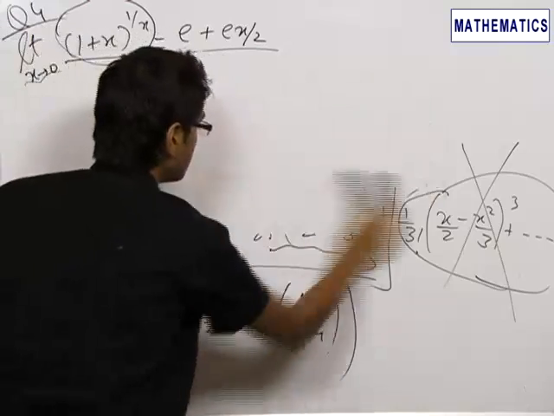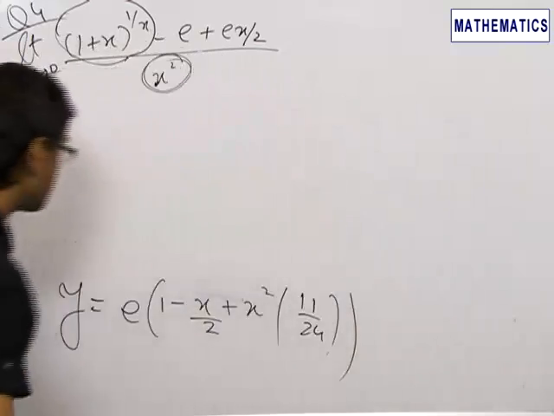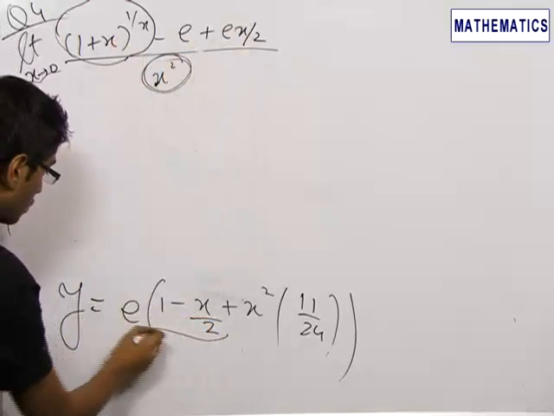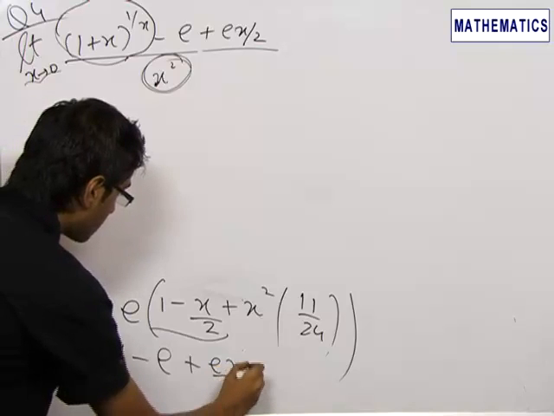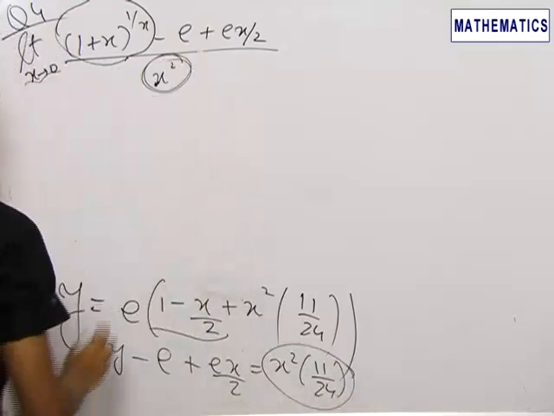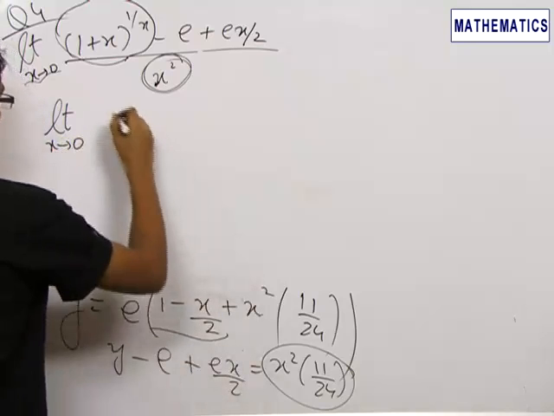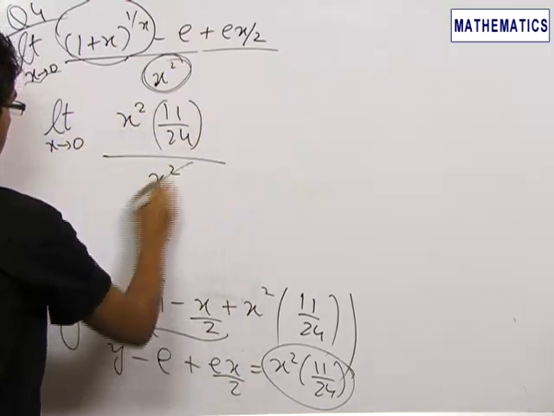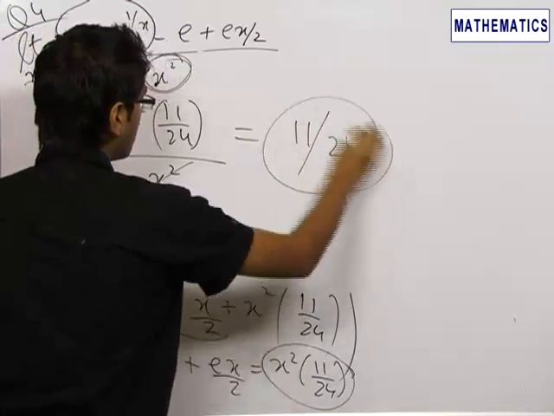So we put this value in our original problem, which has y − e + ex/2. We take these two terms on the left hand side to get y − e + ex/2 as e·x² into 11/24. So we put this value in the numerator to get the limit as x tends to 0 of e·x² into 11/24 divided by x². The x² gets cancelled out and we get the final answer as 11/24.